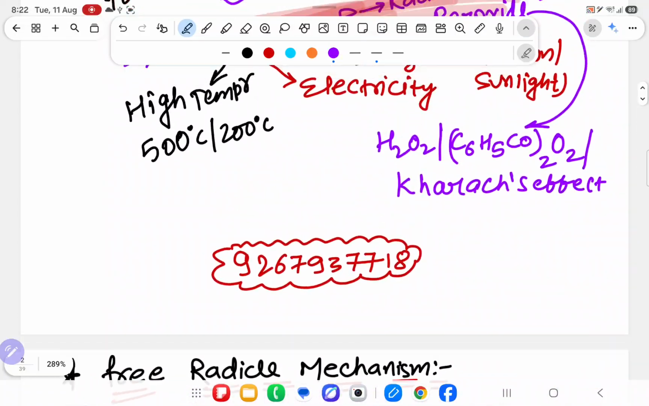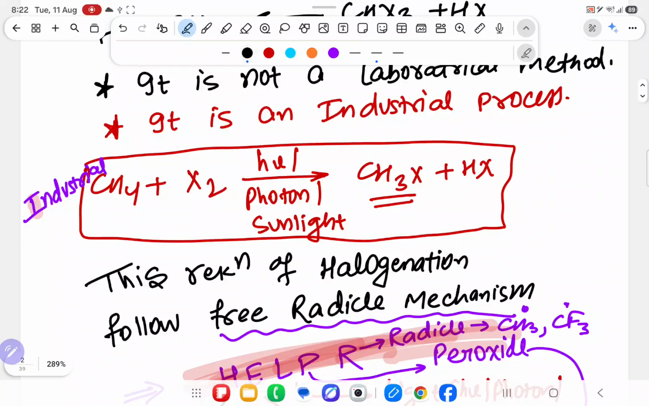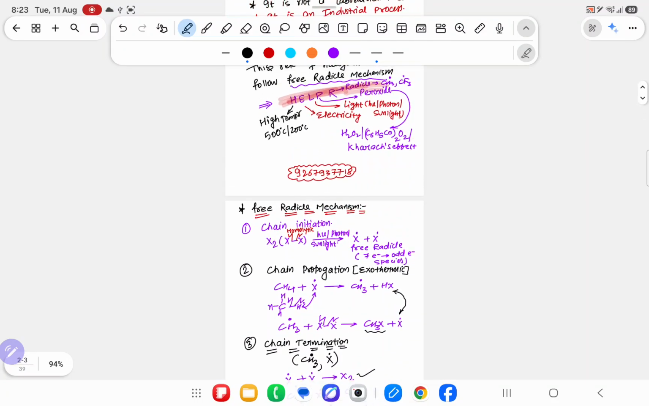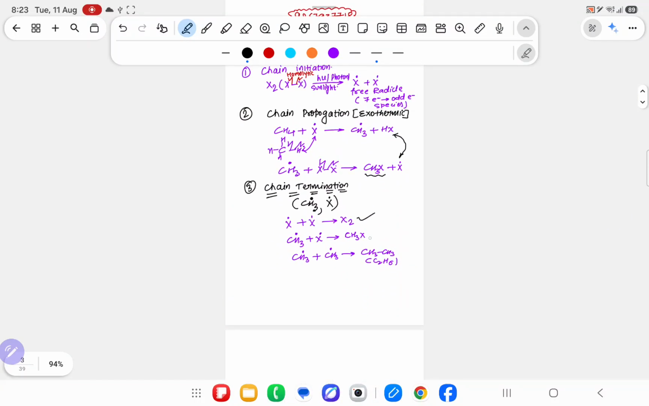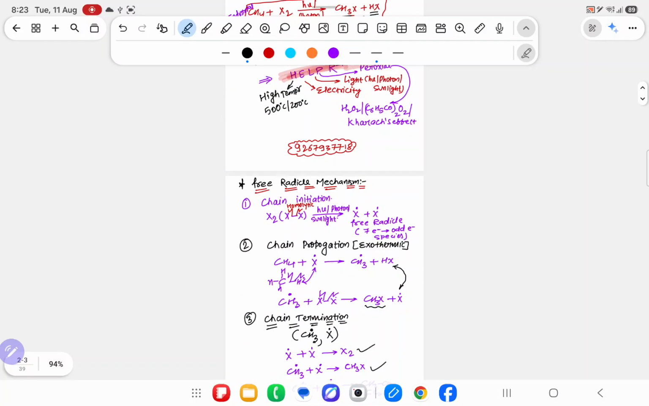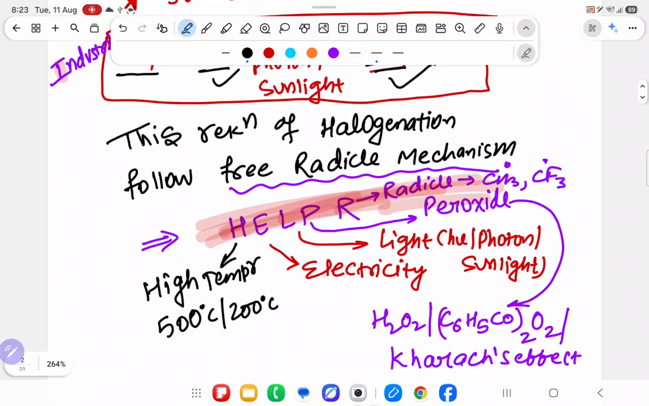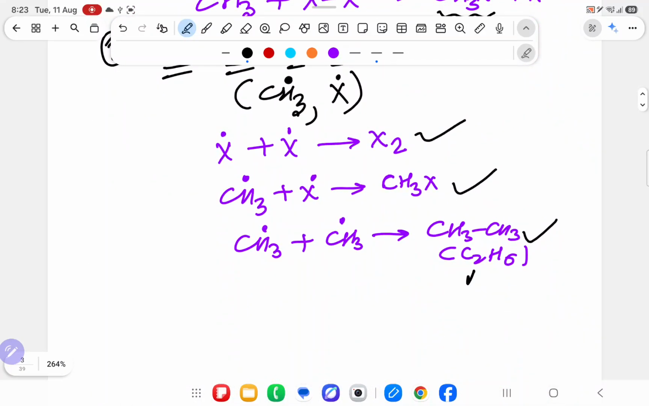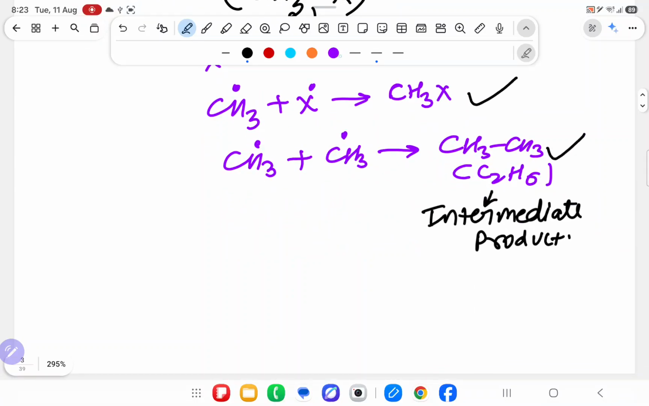Whenever I have written this reaction, in that reaction CH4 is there, X2 is there, CH3X is there, HX is there. Is CH3 present anywhere? No. Understood what I am trying to say? X2 is present in this reaction, CH3X is present, but CH3 is not present anywhere, because I am doing the mechanism for this reaction only. It means this CH3 is an intermediate product. It comes in as an intermediate and goes outside. Sir, I didn't understand it. Don't worry.